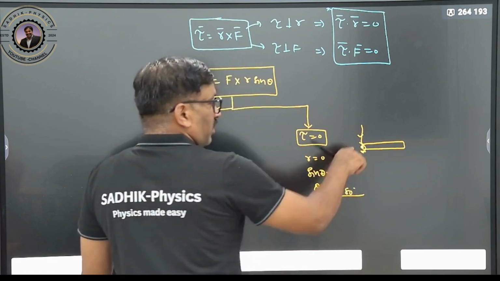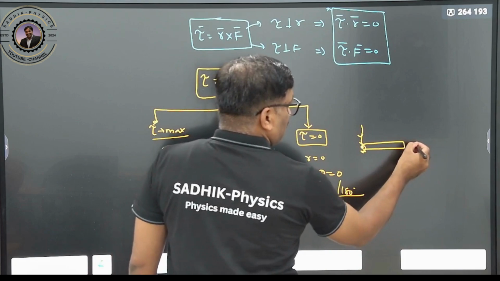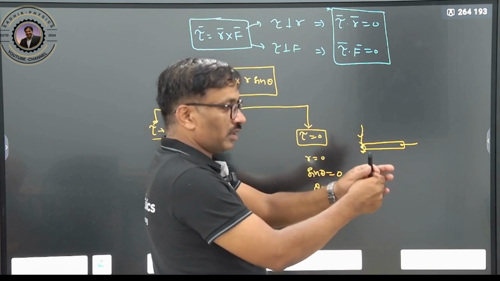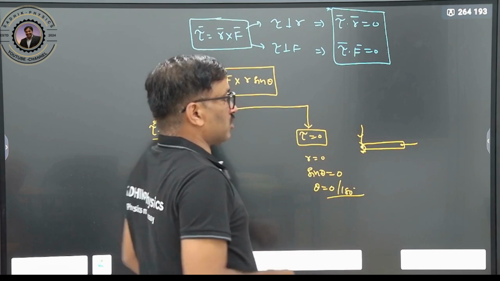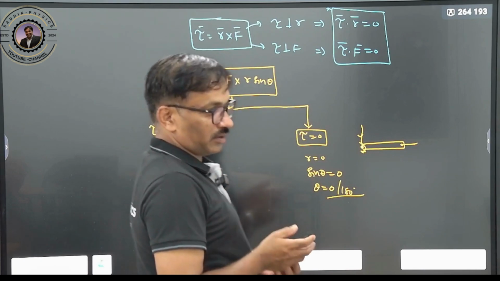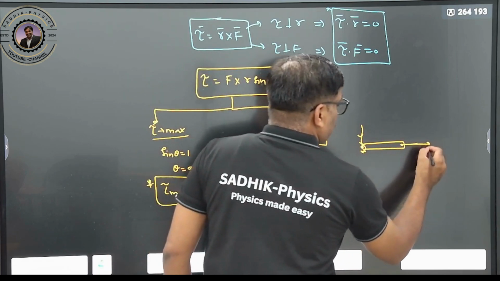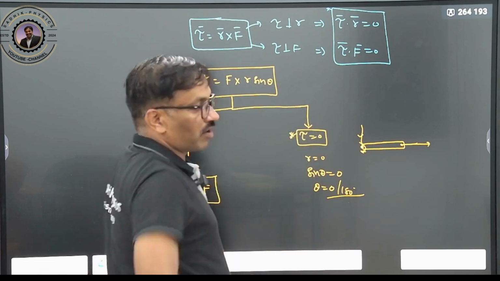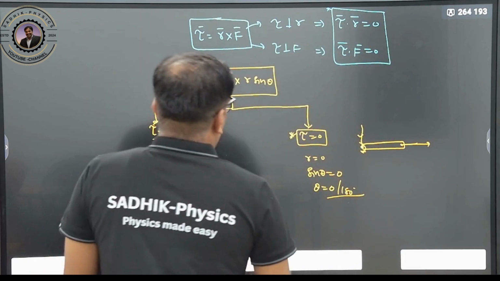That means if there is a door and you are viewing from the top section, suppose you are exerting the force here, that means you are pushing the door like this. This is your axis of rotation, and you are exerting the force in this direction. So torque will not be exerted, it will not be able to rotate. Or if you try to pull the door outside, in that case also torque will be 0. Clear?